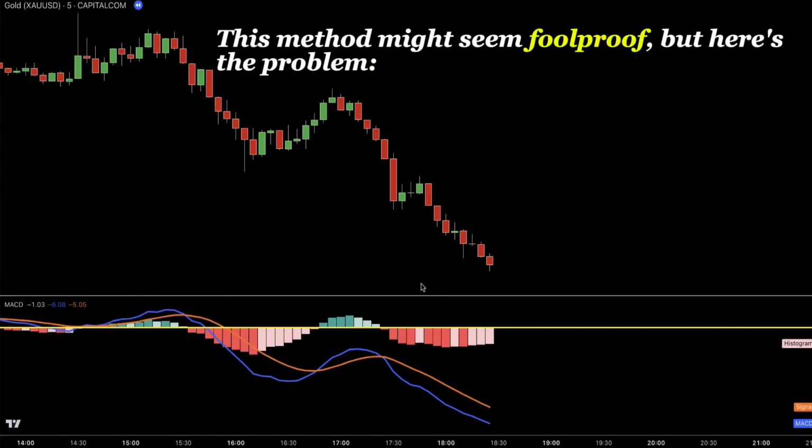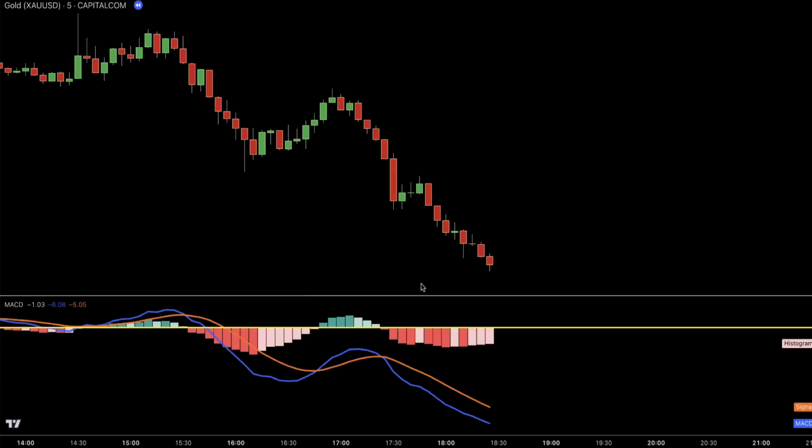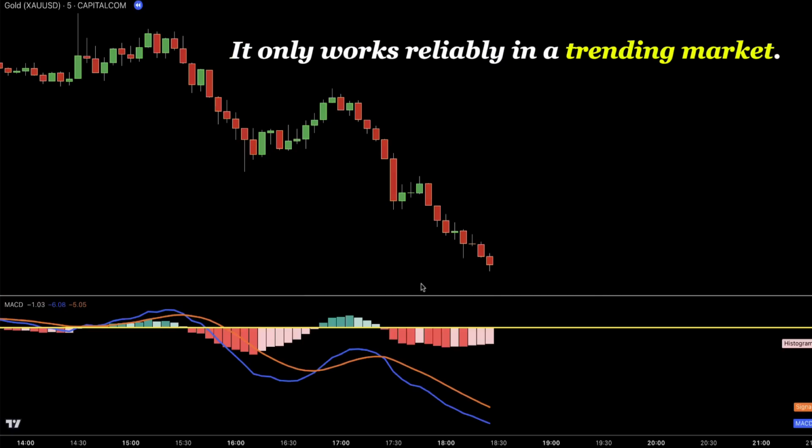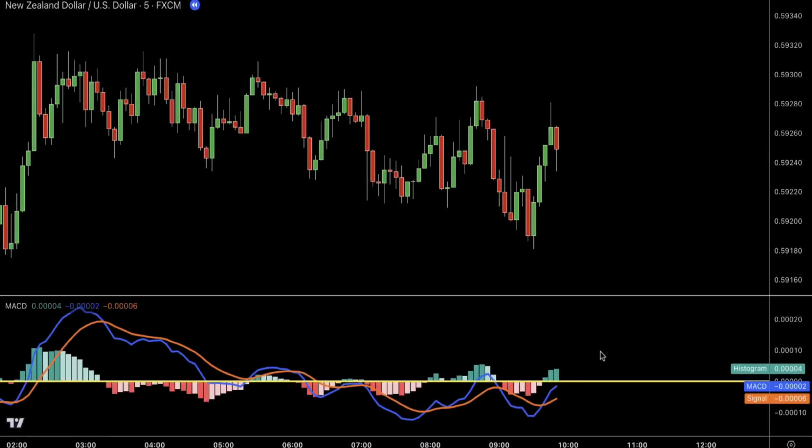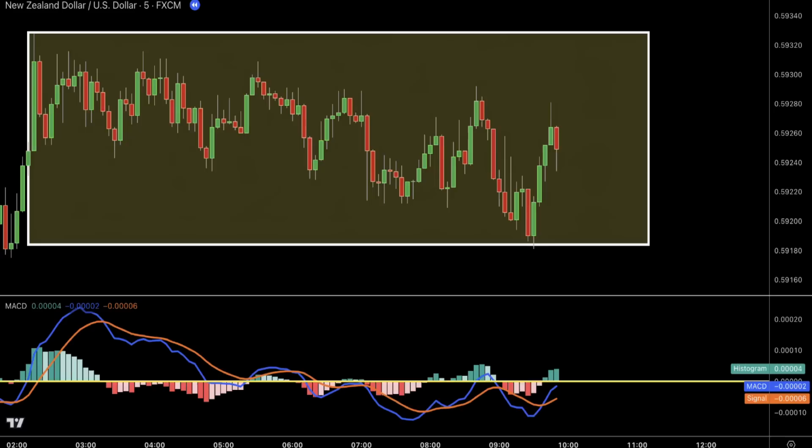This method might seem foolproof, but here's the problem. It only works reliably in a trending market. If the market isn't trending and instead is range-bound, things get tricky. Let's look at another chart example, this time in a sideways market, also known as a range-bound market. Notice how the MACD and signal line cross over multiple times. These crossovers generate what seem to be buy and sell signals, but the price doesn't trend up or down significantly. Instead, it keeps oscillating in a narrow range.